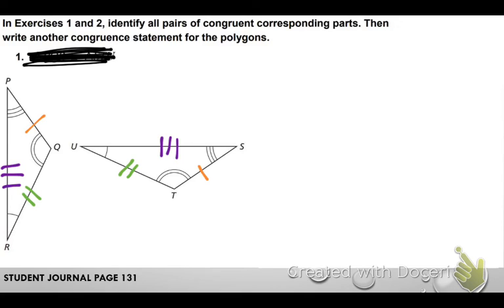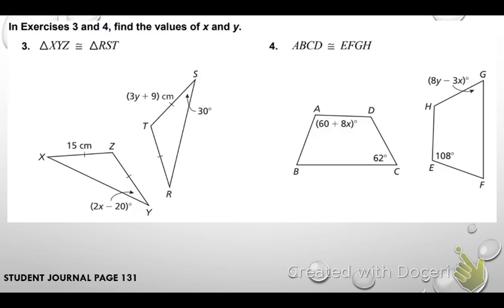All right, the last part is write another congruent statement. Congruent statements look like this. So a triangle, we could say RQP, which would be congruent to triangle UTS. So make sure when you get to that, you don't leave that blank. And the last thing we're going to talk about, super duper quick, this is number 3 on the same page.